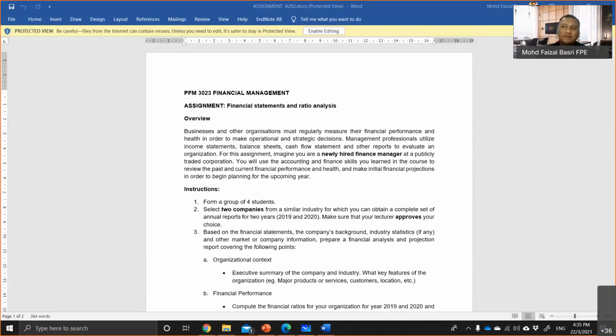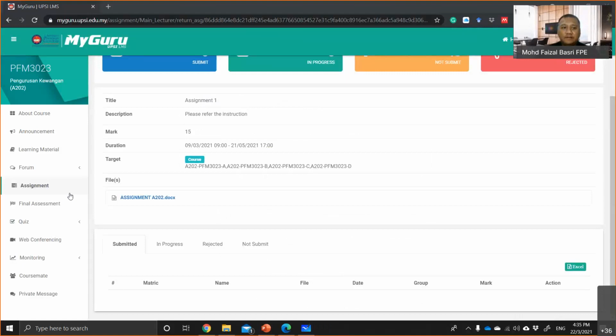Must be within the same industry. For example, if possible, don't use banks. So I give you an example of banks: Maybank versus CIMB. Just an example, but don't use that one. Those two companies can no longer be chosen. So you choose two other companies within the same industry. You can read the information here under the assignment.